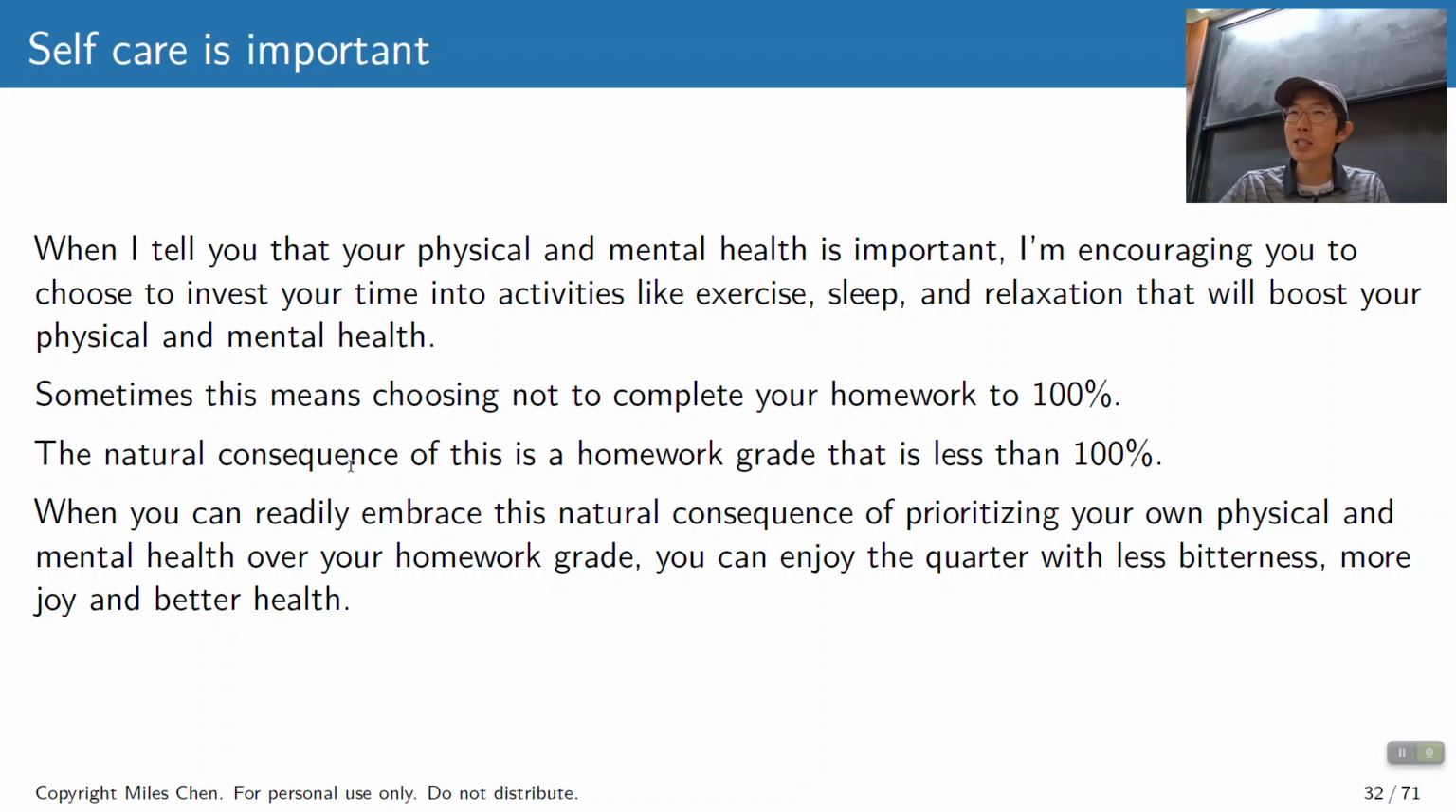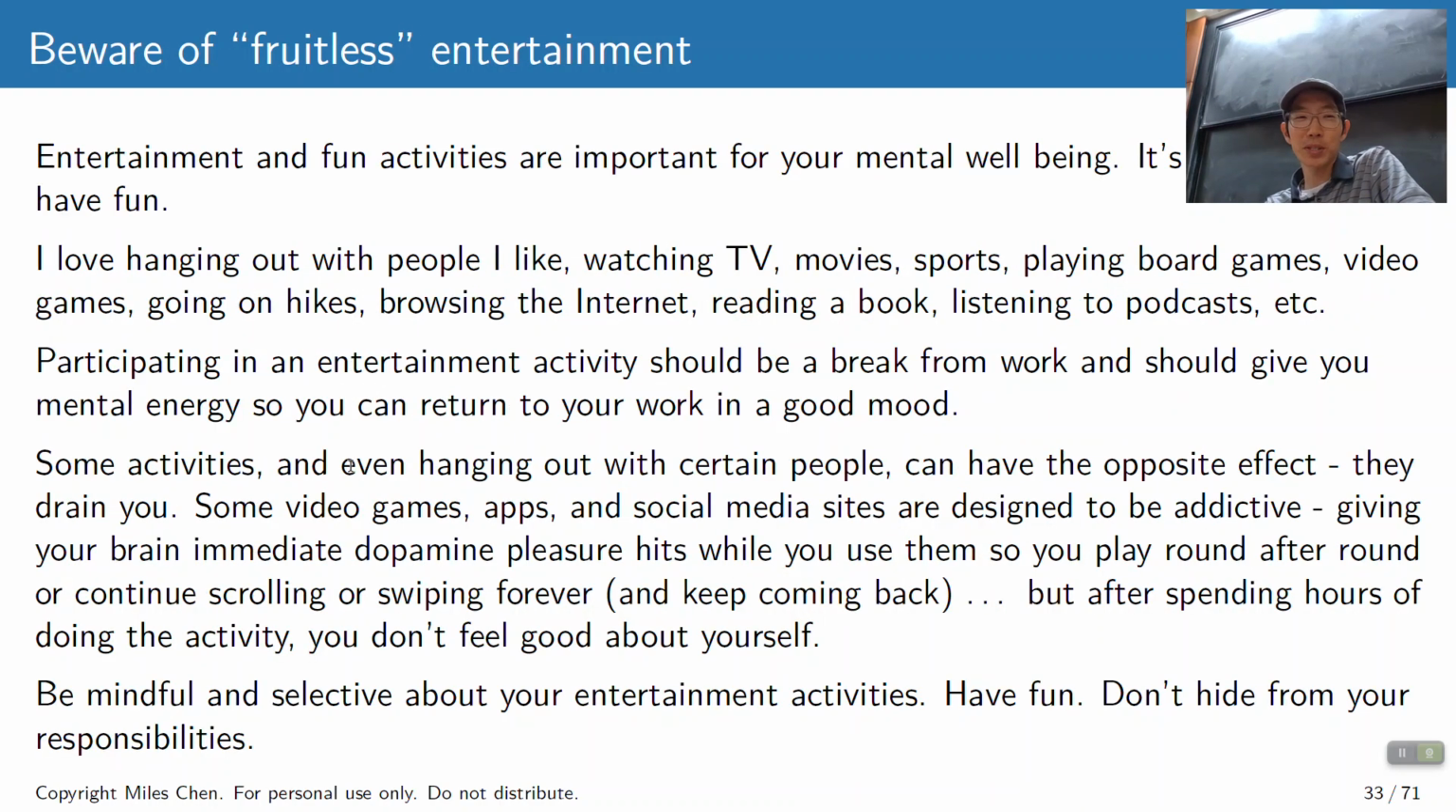Okay, so when I say something like, take care of your physical and mental health, what I personally am saying is that I think your physical and mental health is more important than your homework grade, okay? That doesn't mean you don't have to do your homework and I'm still gonna give you 100%. If you don't do your homework, your grade's gonna go down, but I want you to be okay with that kind of decision. That's just how those natural consequences work.